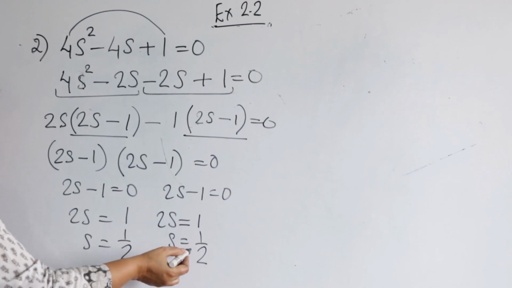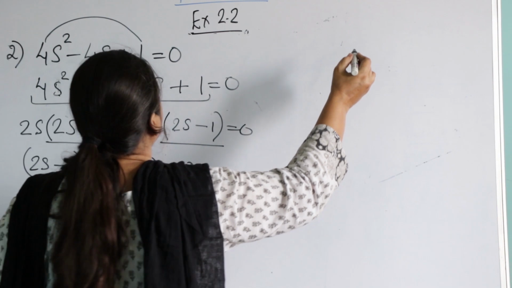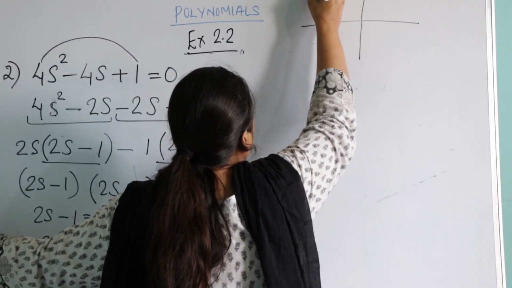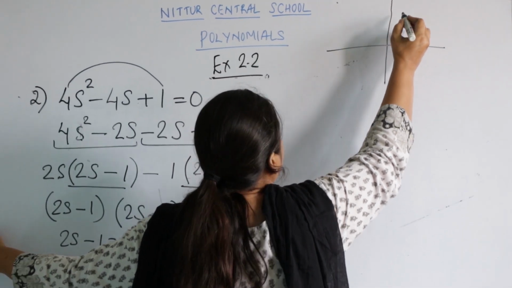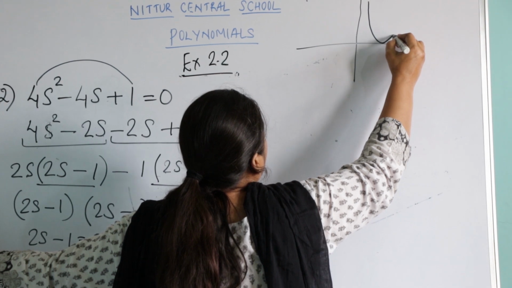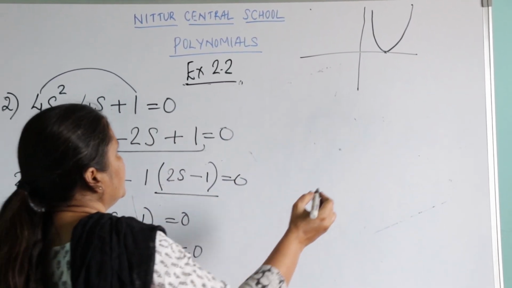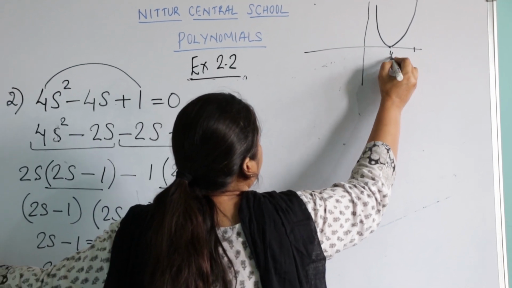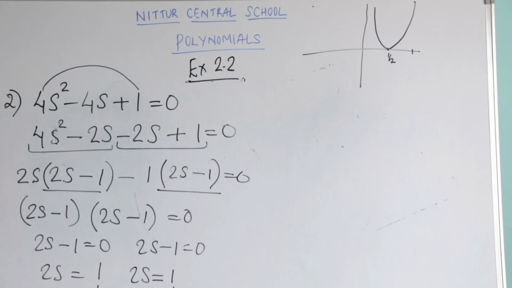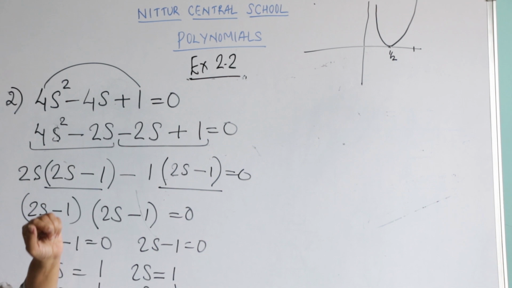Now for such cases only we get a graph like this. This is just additional information. We have seen graphs like this, right? A parabola like this. See here, right? So if this is 1, this is half, we get a parabola like this. That means two values but the points are coinciding. So we write the zero as 1 by 2.